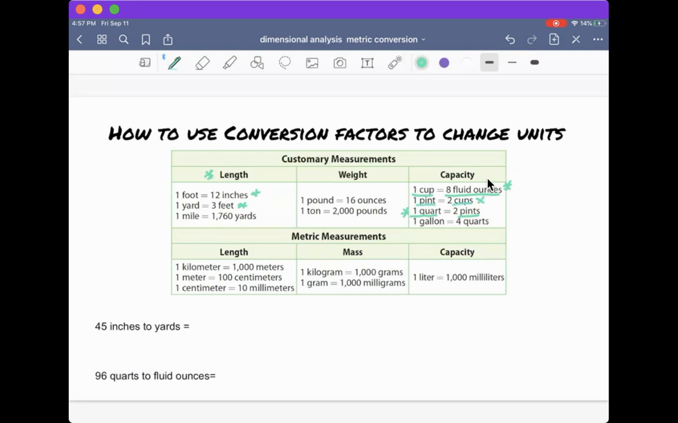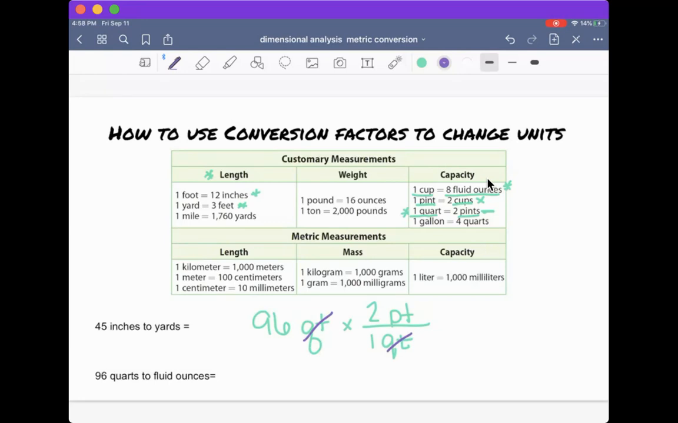All right, so we have 96 quarts. All right, so because quarts is the given unit, my first fractional bar will be set up so that quarts is on the bottom. So I'm going to find the one that has quarts. There it is right here. This will be the first one I use. So I'm going to put the 1 quart on the bottom and then 2 pints on the top. Okay, so what this does is it cancels out the quarts and it leaves me in the pints.